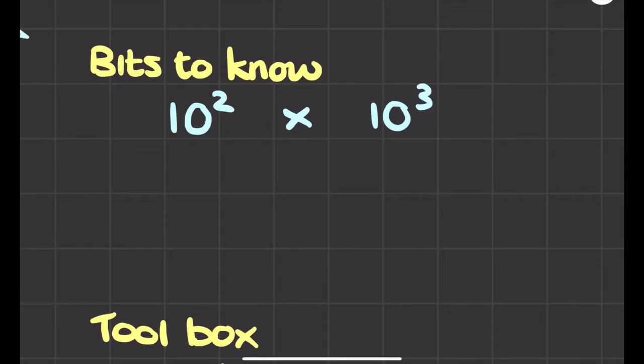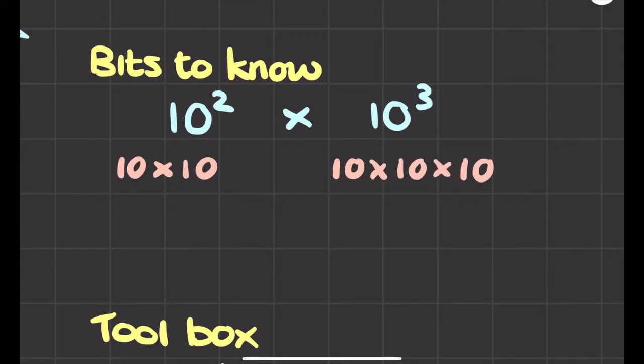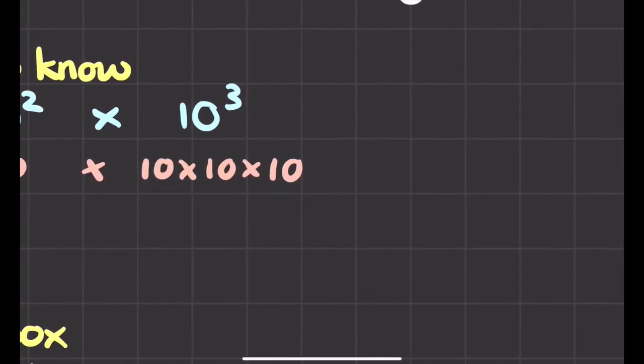10 squared times 10 to the power of 3. Now if I were to write that out in full, what would that be? That would be 10 times 10 for 10 squared, and 10 times 10 times 10 for 10 cubed. And if I was multiplying all these together, how many 10s have I got now? 1, 2, 3, 4, 5. So this here equals 10 to the power of 5.